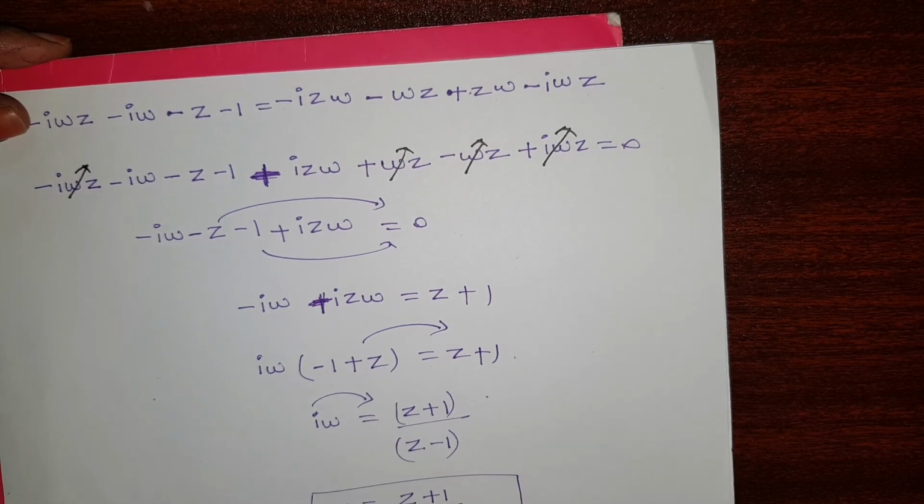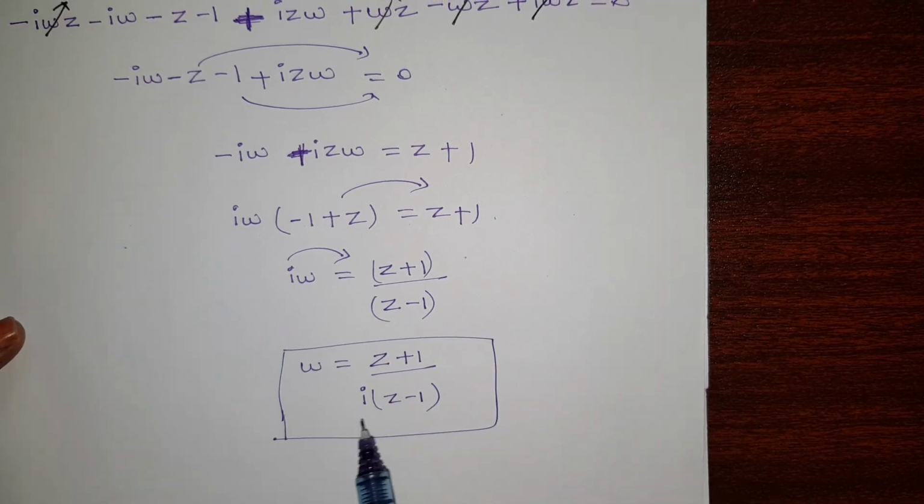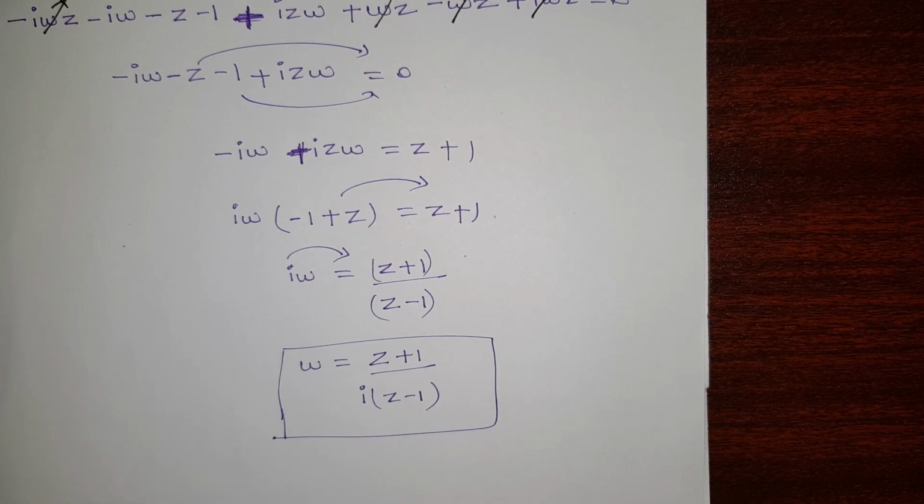This is our bilinear transformation. That is, W equal to (Z plus 1) divided by I into (Z minus 1). This is our bilinear transformation for 3 points.